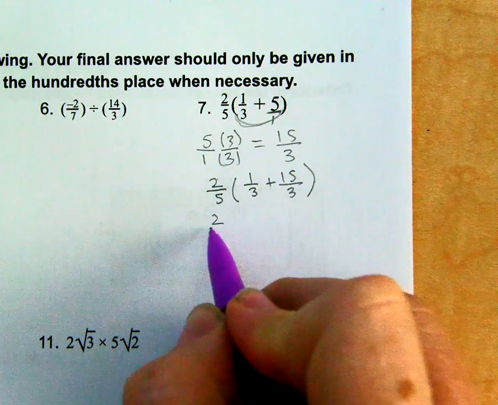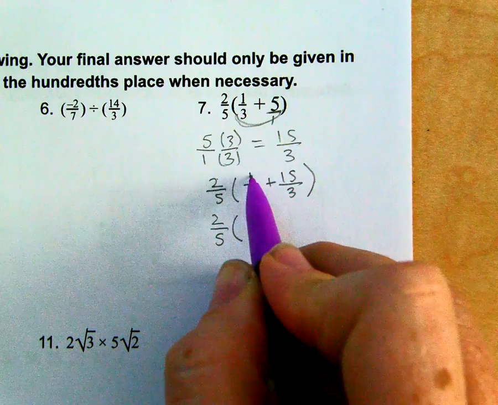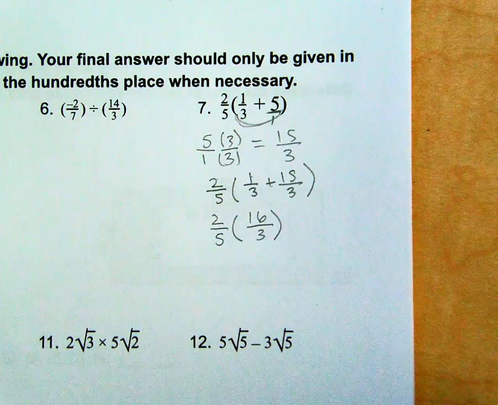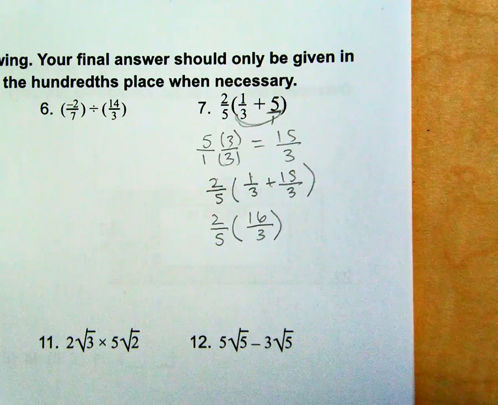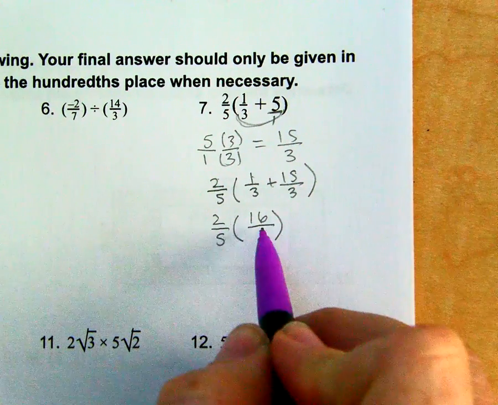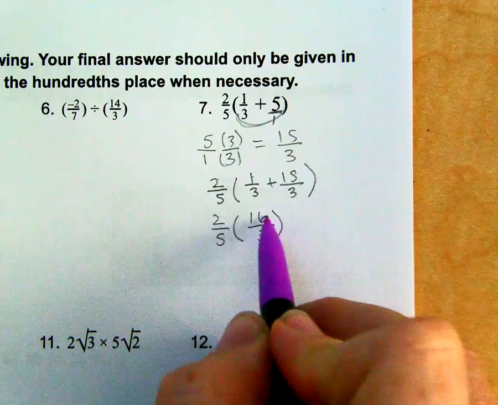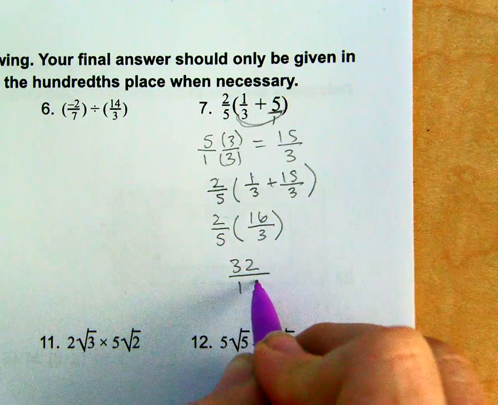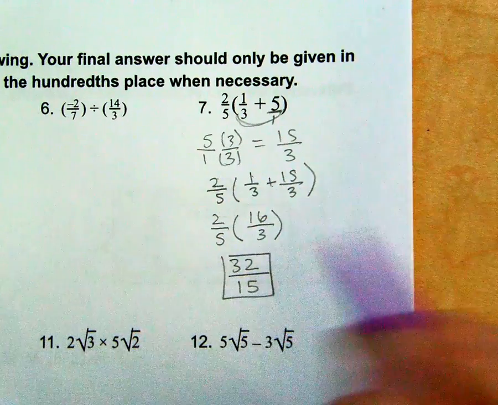All right, so now that I have a common denominator, I can add inside. So I have 2/5, and I'm going to add -1 plus 16. Denominator doesn't change. Remember, when you're adding fractions, denominator doesn't change. And then I'm going to multiply straight across, right? Just multiplying two fractions. So 2 times 16 is 32. 5 times 3 is 15. So this is 32 over 15.